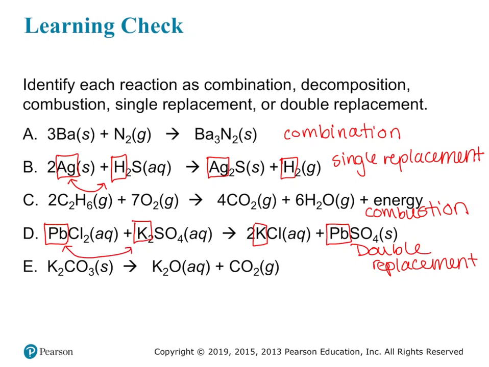And then what about our last reaction? K2CO3 is producing K2O and CO2. So this is a decomposition reaction. And a really easy way to tell that you have a decomposition reaction is that you only have one reactant and you have two or more products. So if you only see one reactant, then that is probably a decomposition reaction.